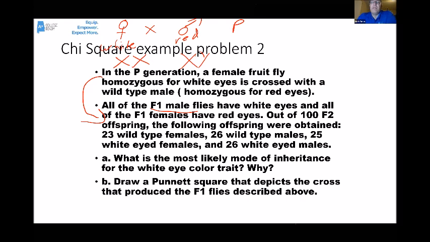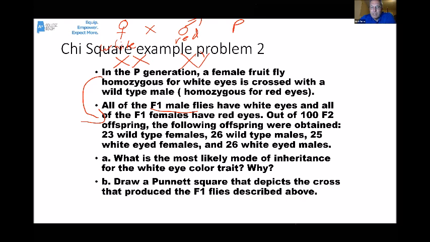So I'm going to think about the parental generation here first. But before I do, let's think about one other thing. Which one of these eye color genes must be dominant? White or red? The wild type. Say again? The wild type. Red. Okay, so let's think about it this way.